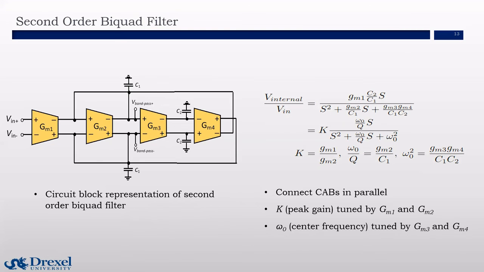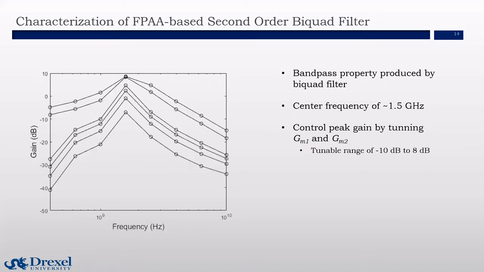By turning caps on and off in parallel, we can control the transconductance of GM1 to GM4. The equation shows that we are able to tune the peak gain and the center frequency by controlling the GMs. The simulation result shows that the Butterworth filter has a center frequency of 1.5 GHz and a tunable peak gain from -10 dB to 8 dB.